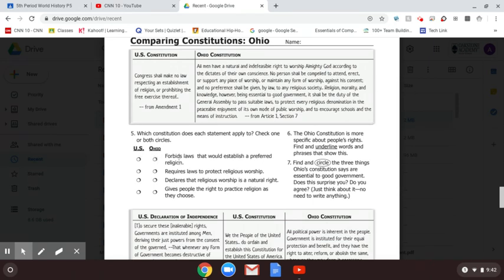So which one forbids laws that would establish a preferred religion? So if you think it's the Ohio, make a little mark there. If you think it's US, make a mark there. Or if it says it in both of them, then mark both.